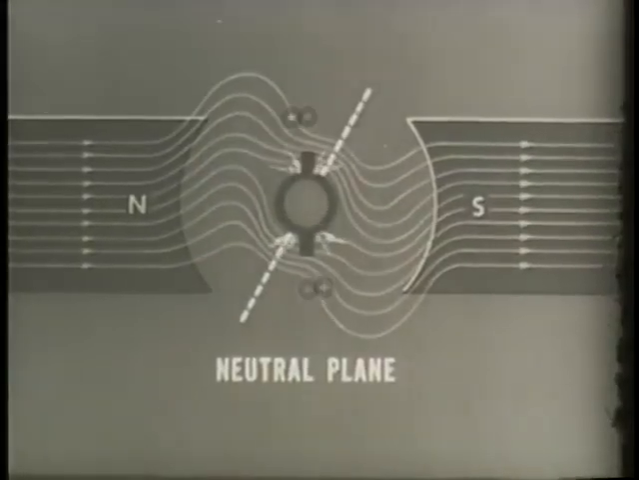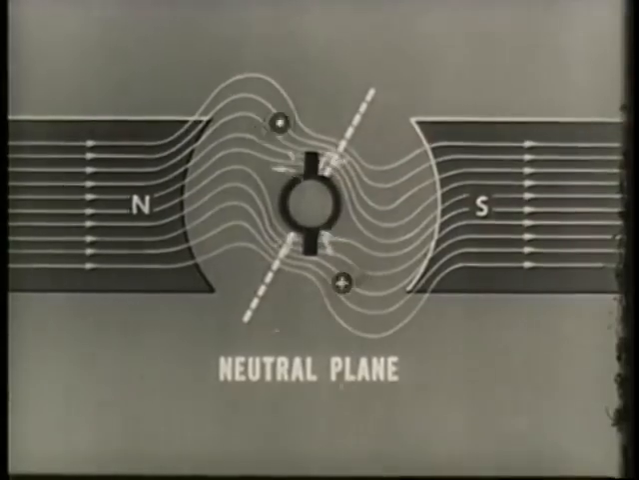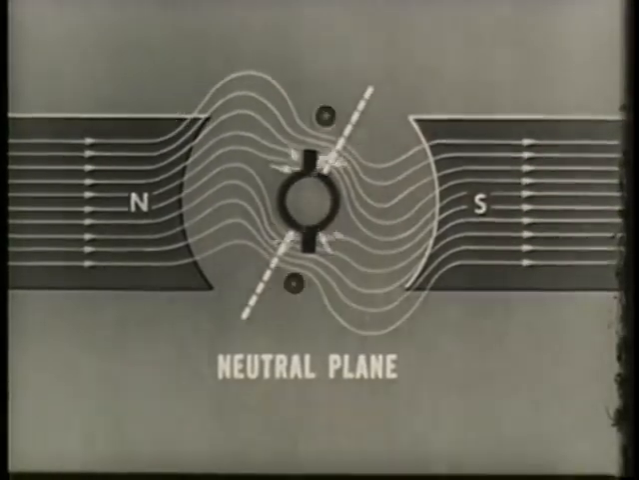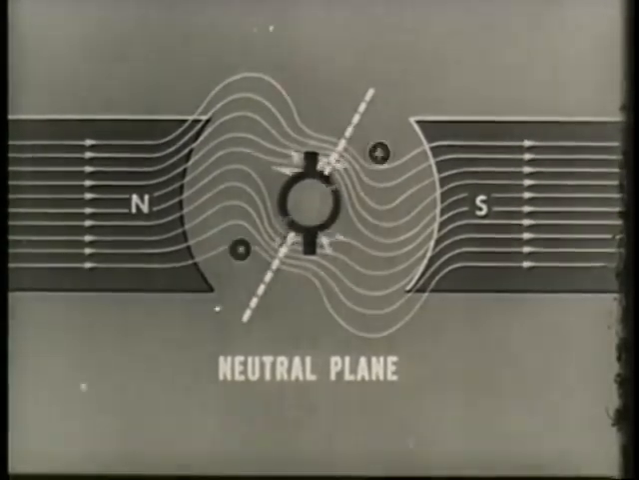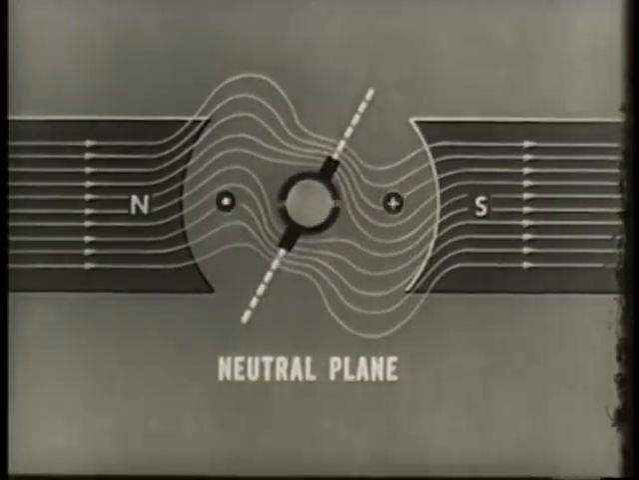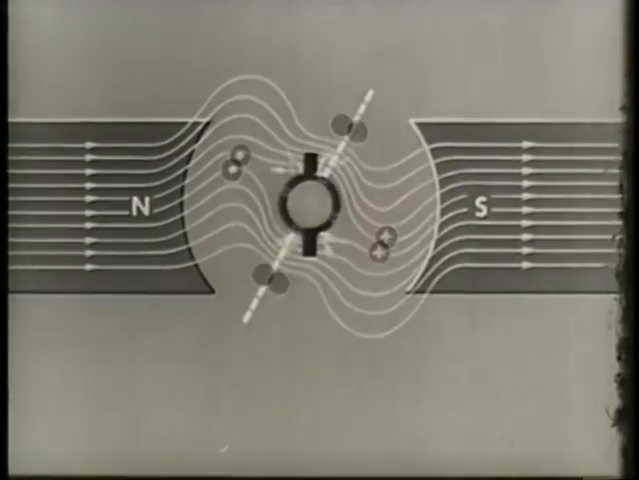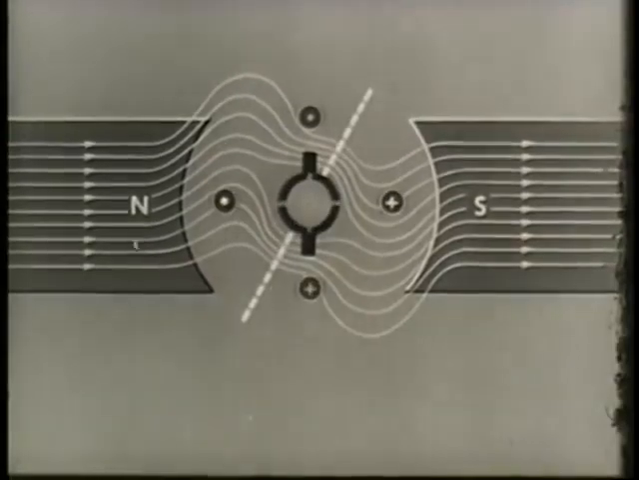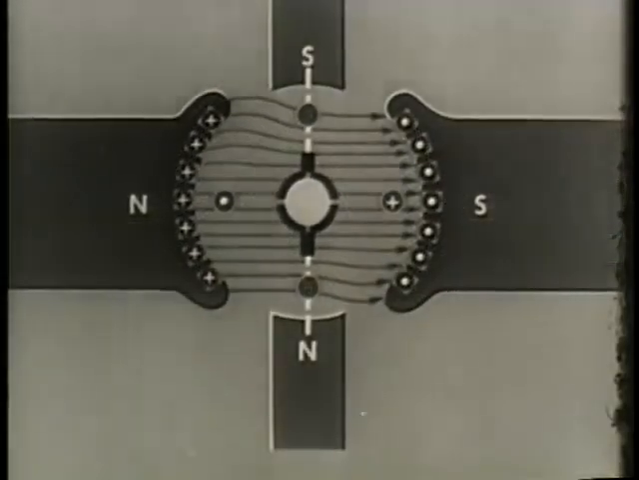Sparking in a generator is sometimes caused by a shift in the neutral plane. This can be corrected by adjusting the brush position, or by the use of interpoles and compensating windings.